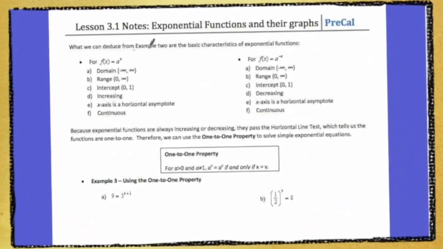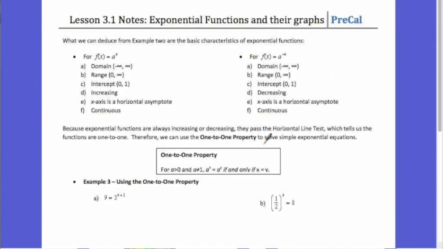All right, from example 2, there's basic characteristics of the exponential functions. So if we have a to the x, this would be the growth function. That's the one that's going like this. Versus this one, a to the negative x, that was your decay function. It was reflected over the y-axis, so it's coming down like that.